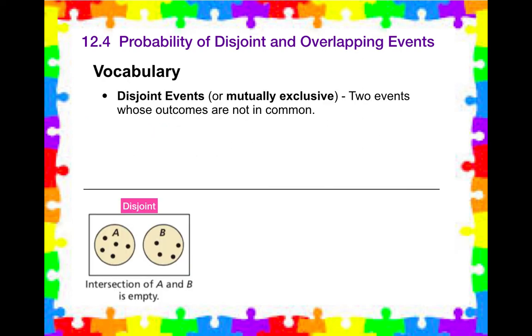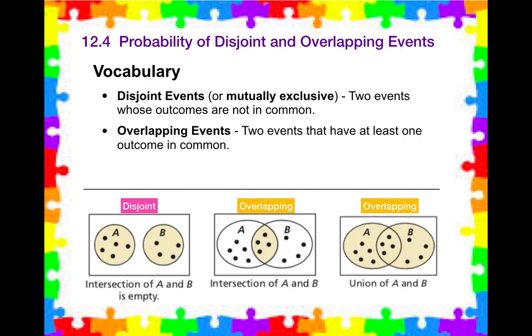Disjoint events, they're mutually exclusive. There are two events whose outcomes do not have anything in common, like our last one that had 0. Overlapping events are two events that have at least one outcome in common. So in this case here I have A and B, and there's some outcomes in here, 4 of them. And if I took the union of A and B, which is everything, that includes overlapping events.